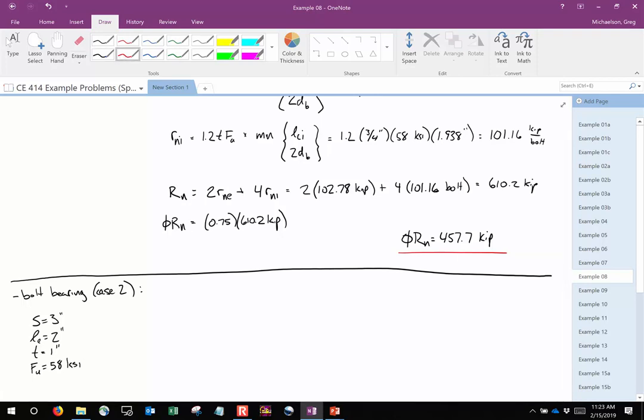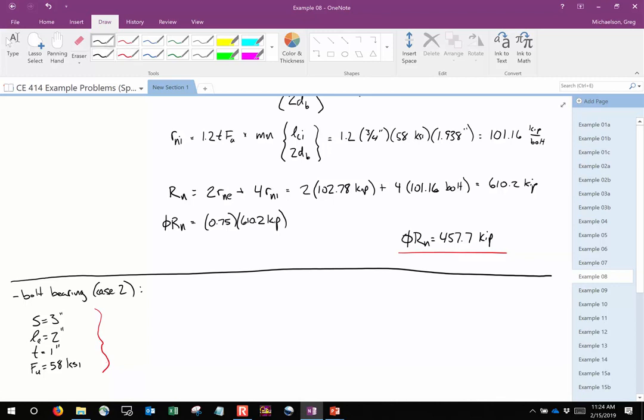And so you would take these and compute this all over again. You would go through this exercise again. Do an RNE, do an RNI. Two RNEs and four RNIs are going to give you the nominal capacity of the section. Adjust it by 0.75 to get phi RN. It's going to be a new L sub CE, a new L sub CI. So just go through that process all over again, just with different values.